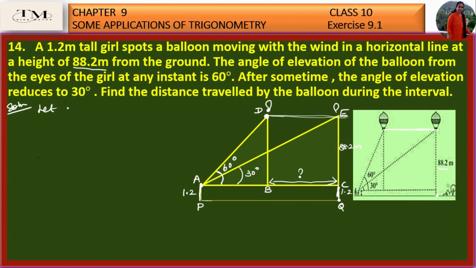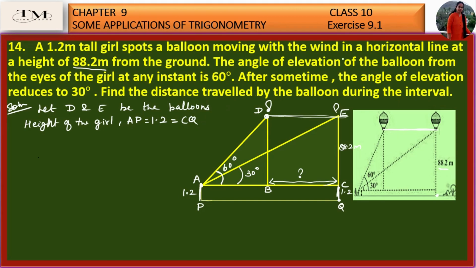Let D and E be the balloons. The same balloon is traveling from the place D to place E. The height of the girl is at this point AP. Height of the girl AP is equal to 1.2, which is equal to CQ.